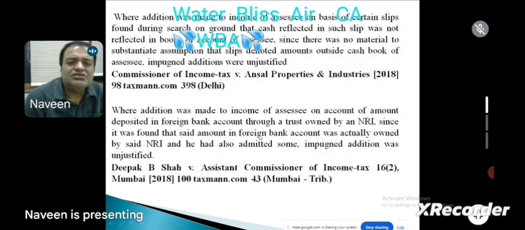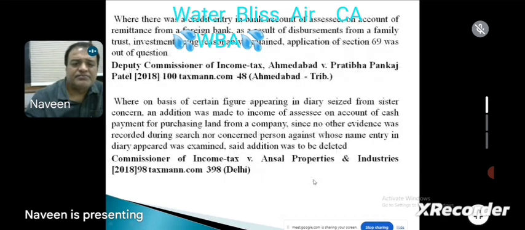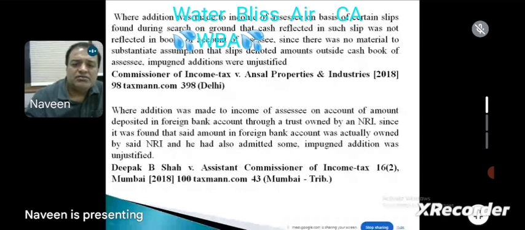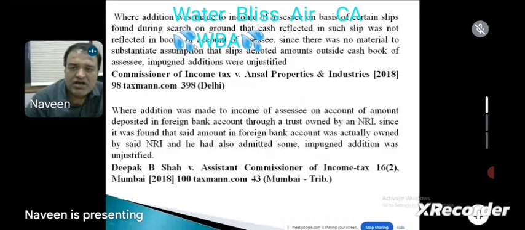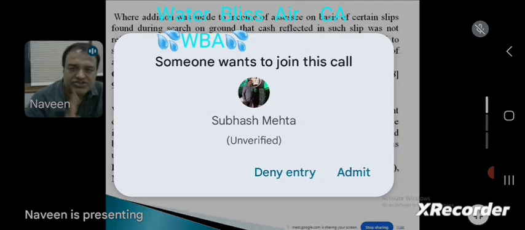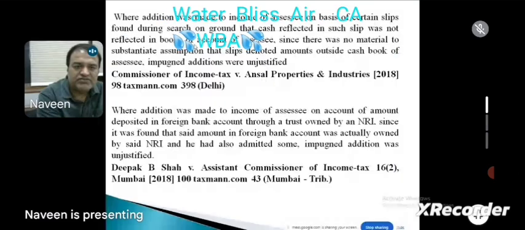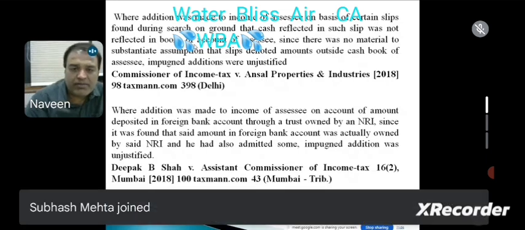Next, an addition was made to the assessee on the basis of certain slips found during the search, on the ground that cash reflected in such slips was not reflected in the books of the assessee. Since there was no material to substantiate the assumption that the slips denoted amounts outside the cash of the assessee, the additions were unjustified. Again, in the case of Anchal Properties, Delhi Tribunal and Mumbai Tribunal.